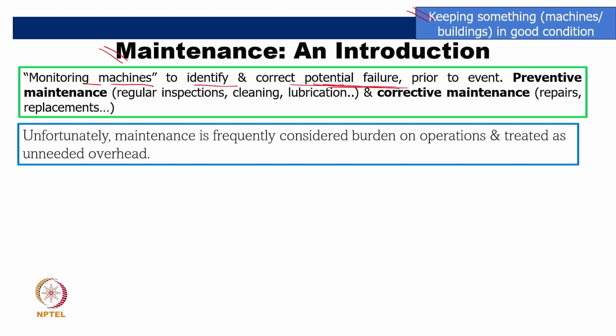We are using the word potential failure here, prior to the event. So the possibility is that a failure will occur, and then what do we do, how do we go ahead? Of course, there are a number of strategies.